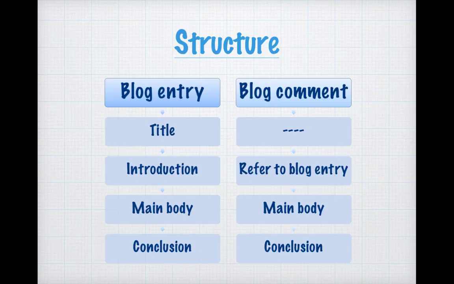Then the next part is the same in both of them. So both blog entry and blog comment have to consist of a main body. And please remember that a main body contains paragraphs, organized and structured paragraphs. And you have already learned that a paragraph consists of a topic sentence and supporting sentences. And in the end, you have to write a conclusion in which you could, for example, just summarize what you have written about, or just summarize the content of your text. Good.